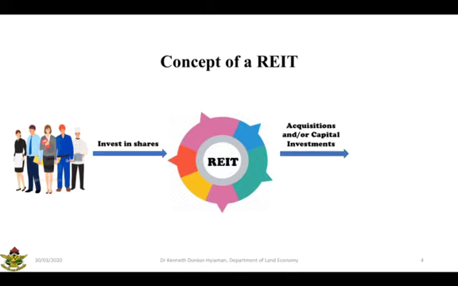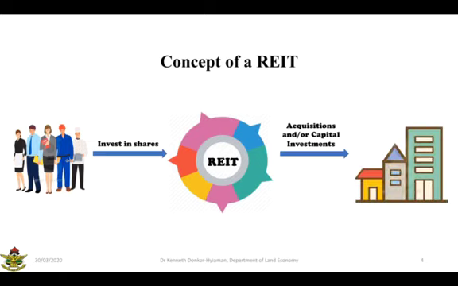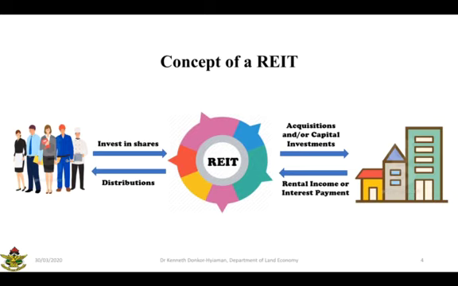A REIT invests in the capital raised to real estate of all kinds, i.e. residential, commercial, industrial, hospitality, recreational, etc. They often buy and hold real estate assets in a portfolio for its returns in the form of rental income and interest payments on loans over time. The rental income and interest are then distributed to the REIT shareholders in the form of dividends.